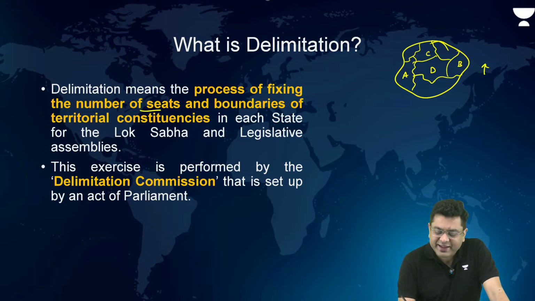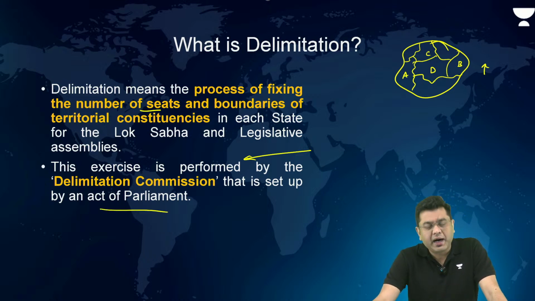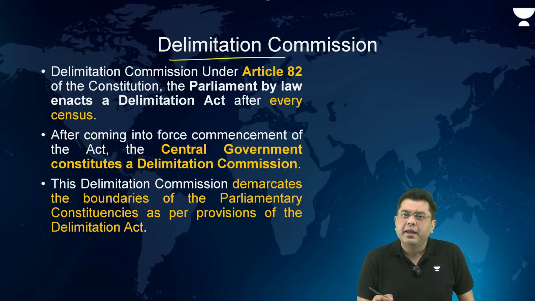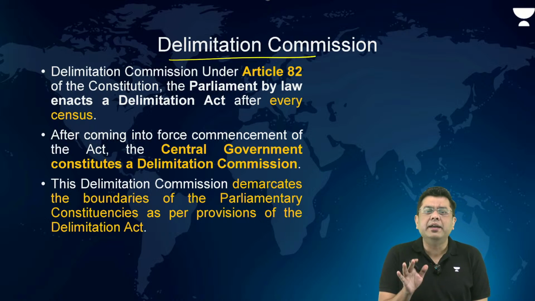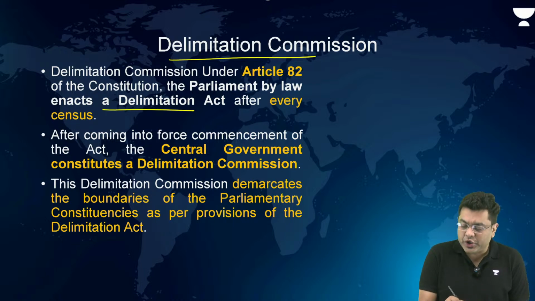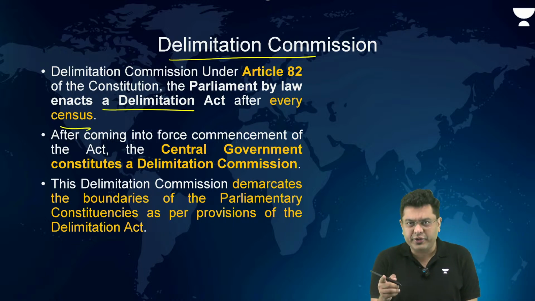Now, the exercise is performed by the Delimitation Commission that is set up by an Act of Parliament. Article 82 deals with the delimitation in the Act of Parliament. So when we talk about the Delimitation Commission, it is provided under the provisions of Article 82, right? And here it enacts the Delimitation Act after every census.